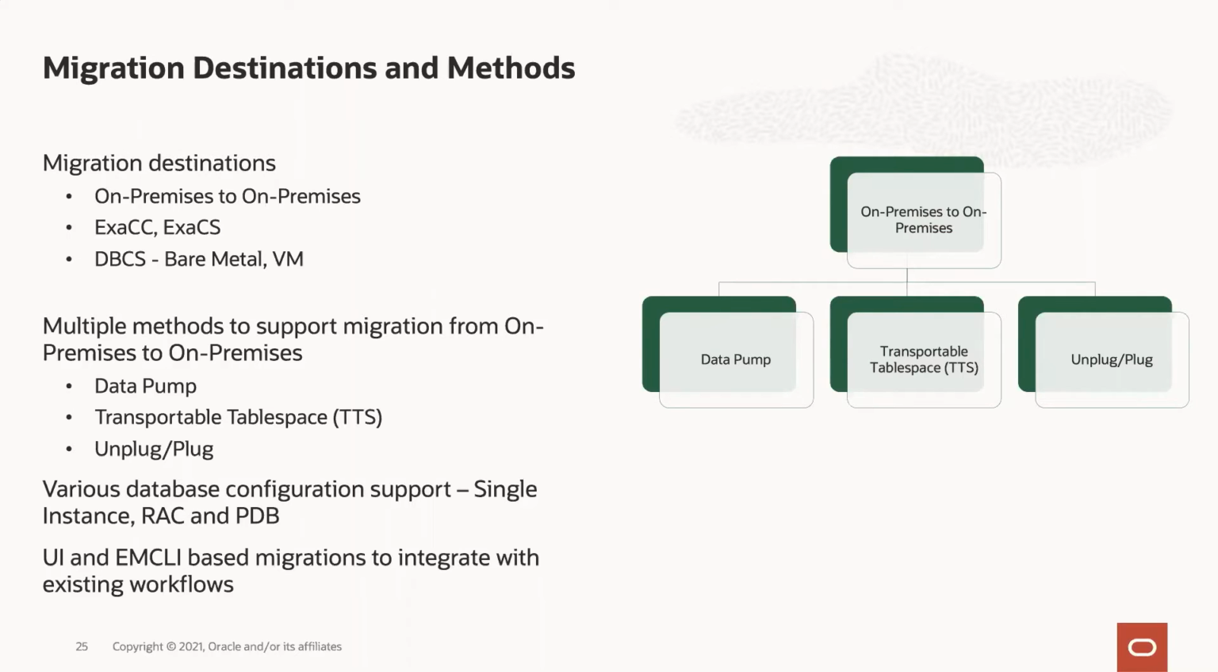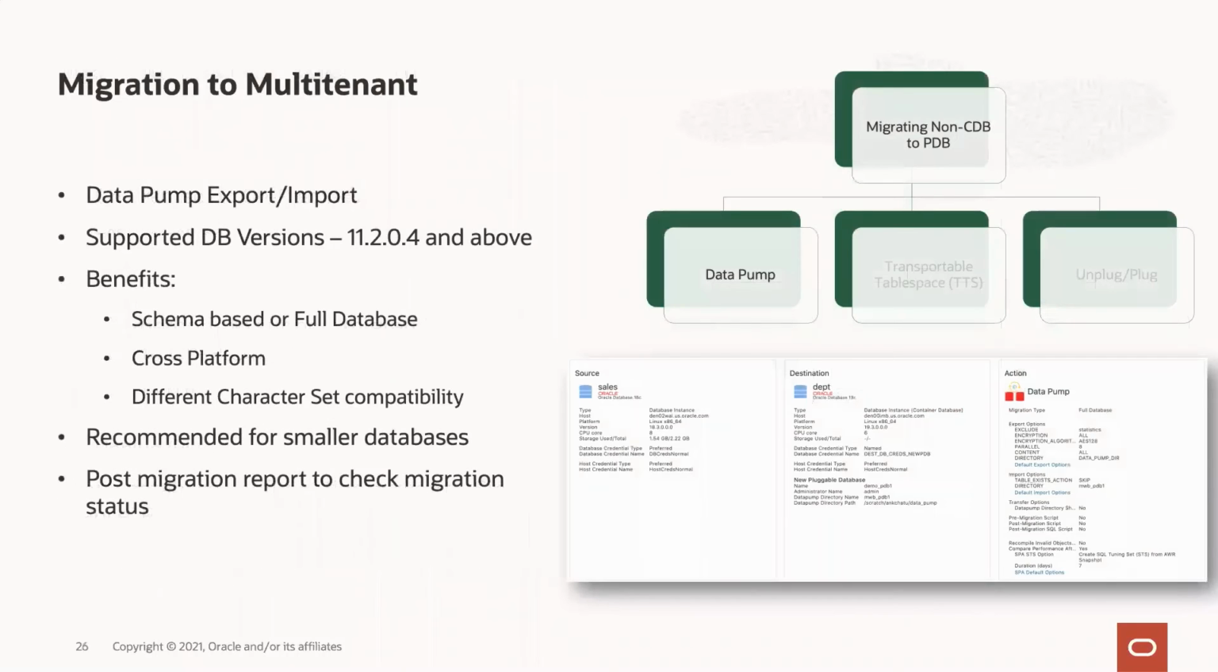So if you're using Data Pump as the migration method, which is essentially export and import for logical migration of non-CDB to PDB, there is support for databases from 11.2.0.4 onwards. You can choose to migrate only schemas or the full database. It supports different character set compatibility. Usually, Data Pump is a migration method that we recommend if your database sizes are small, and you should be able to do the logical migration of non-CDB to PDB.